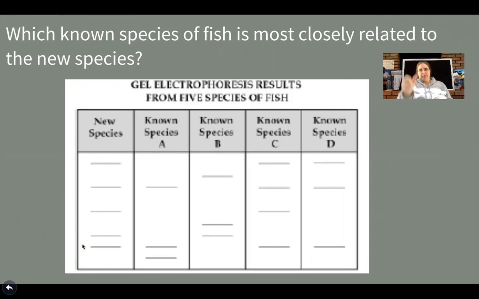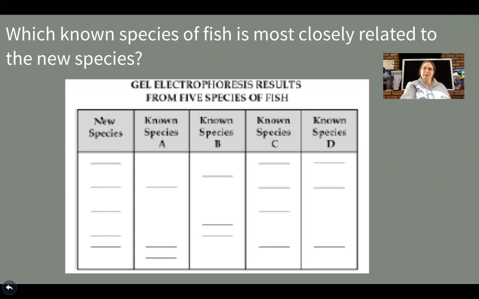So this is not just looking at relationships and paternity and all that. We can use this, again, the same way that we were saying, by comparing species. So I have these fish here. Species A, B, C, and D are known species. Maybe trout, salmon, tilapia, something else. I don't know. Pick your favorite fish. And a new species of fish was just recently found.